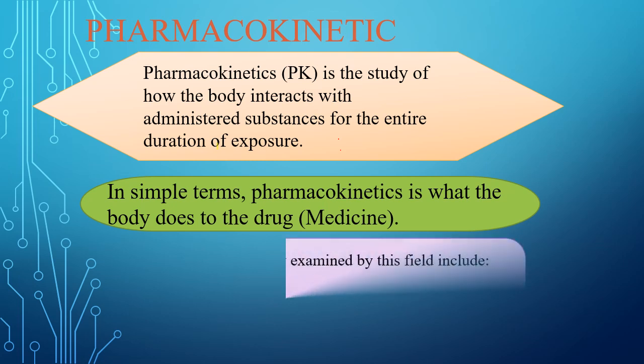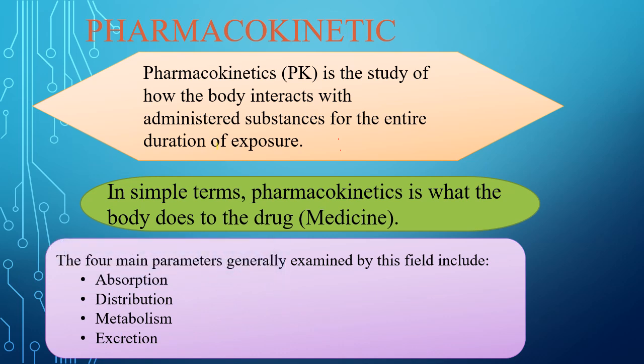Now for us to understand pharmacokinetics, we have four parameters we have to examine, from the time the drug is ingested to the time it is eliminated from the body. These parameters are absorption, distribution, metabolism, and excretion.